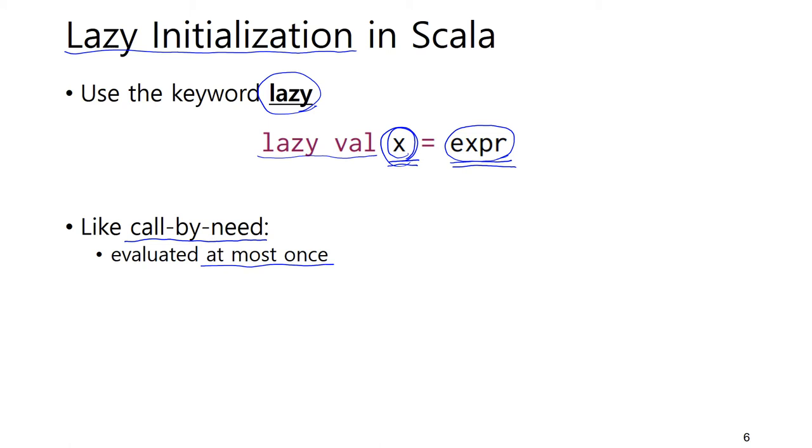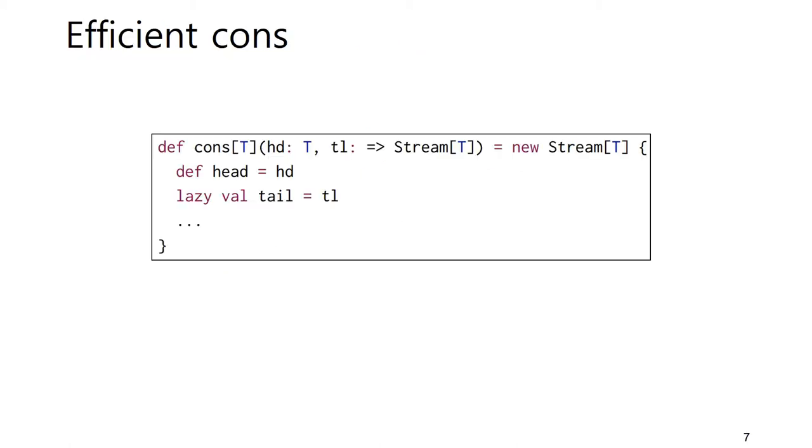In this way, Scala never evaluates this initialization expression more than once. If this variable x is never dereferenced at all, then this expression is never evaluated either. With the lazy initialization in Scala, we can achieve a more efficient implementation of the cons constructor for streams, which can be useful in some cases, although not always.